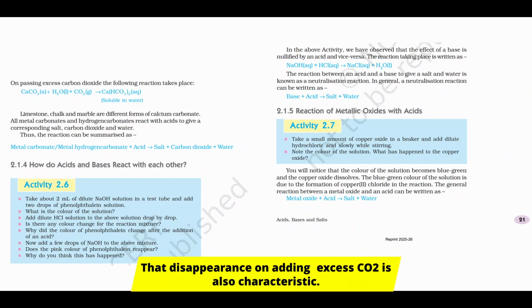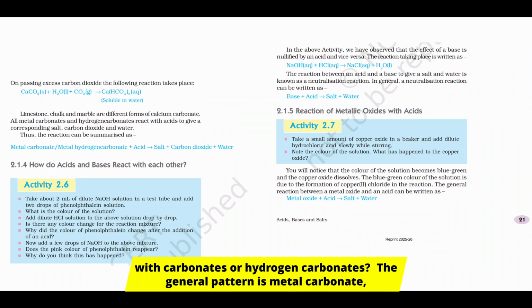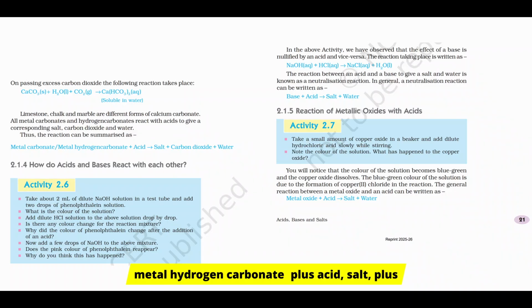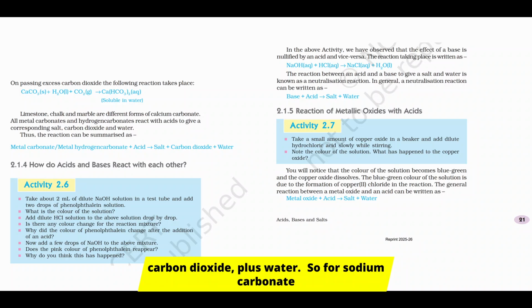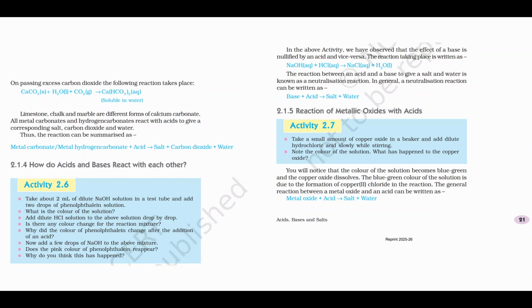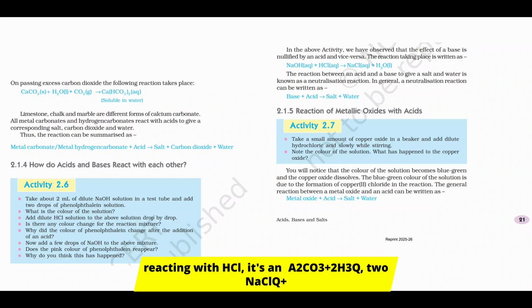That disappearance on adding excess CO2 is also characteristic. Wow, okay. That's a subtle but important detail. So what's the overall reaction when acids react with carbonates or hydrogen carbonates? The general pattern is metal carbonate or metal hydrogen carbonate plus acid gives salt plus carbon dioxide plus water. So for sodium carbonate reacting with HCl, it's Na2CO3 + 2HCl → 2NaCl + H2O + CO2(g). You get sodium chloride, salt, water, and CO2.